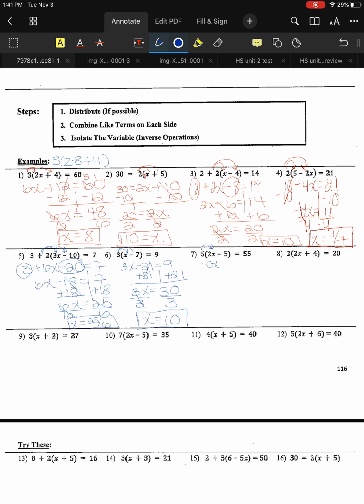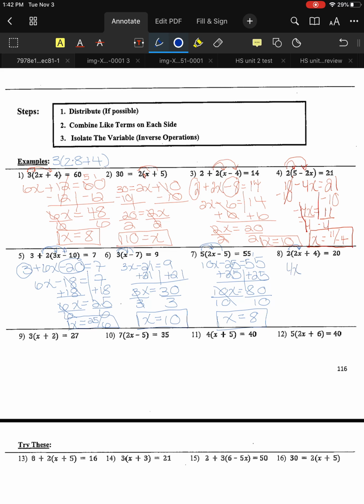Problem number 7, 5 times 2x is a 10x. 5 times a negative 5 is a negative 25. Opposite of subtracting 25 is to add 25. 10x equals 5 and 5 is 10. Carry the 1, 5, 6, 7, 80. Opposite of multiplying by 10 is to divide by 10. And I get x is equal to 8.